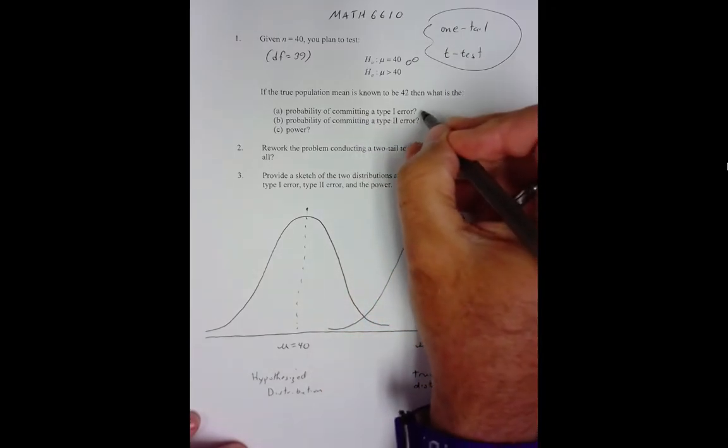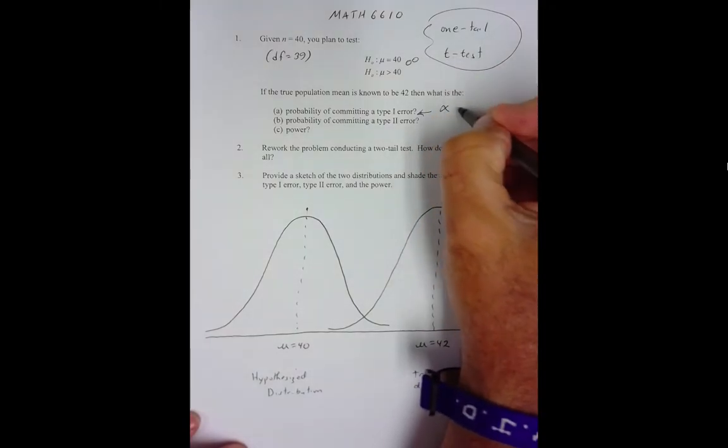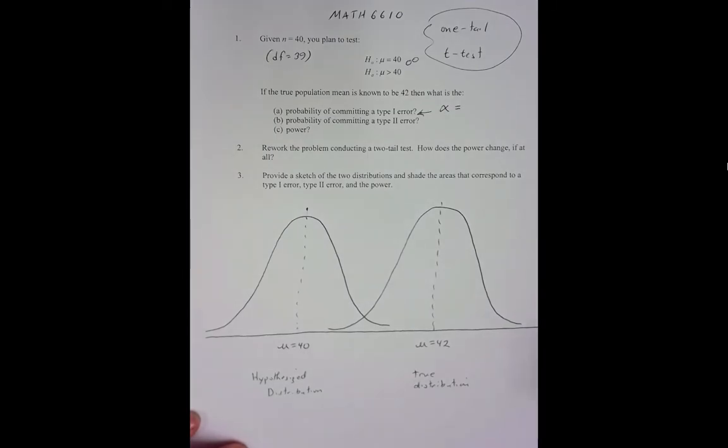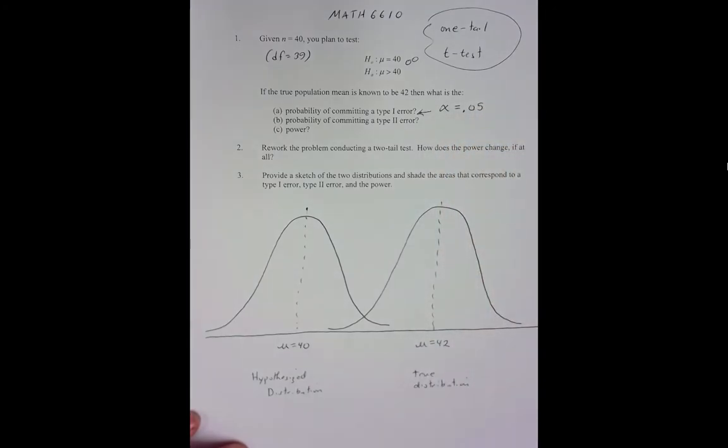Well, guys, this is up to you. The probability of committing a type 1 error is alpha. Alpha is the level of significance for your test. We usually set this at 0.05.